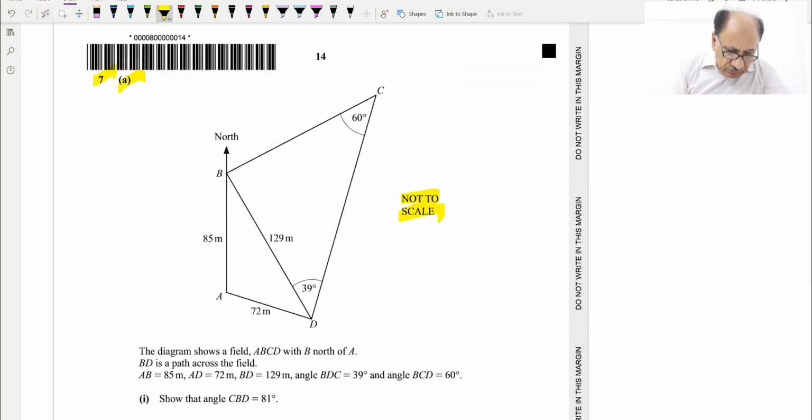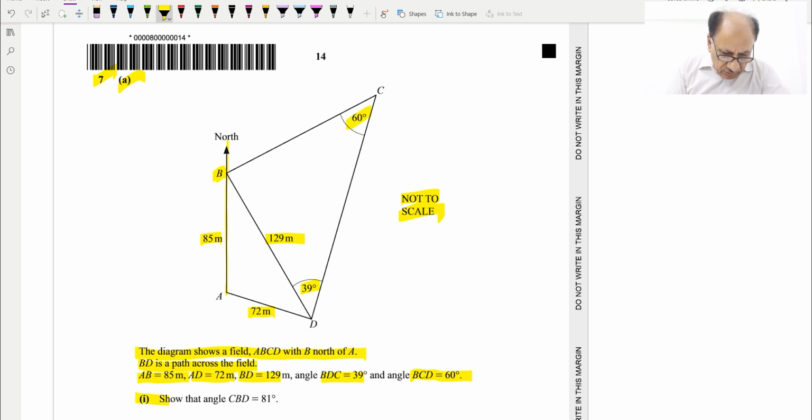The diagram is not to scale. The diagram shows a field ABCD with B north of A. So B is here and north of A, so this complete line is towards the north. BD is a path across the field. AB is equal to 85 meters, AD is equal to 72 meters, BD is equal to 129 meters. All 3 sides are given for this triangle, and angle BDC is 39 and angle BCD is 60 degrees.